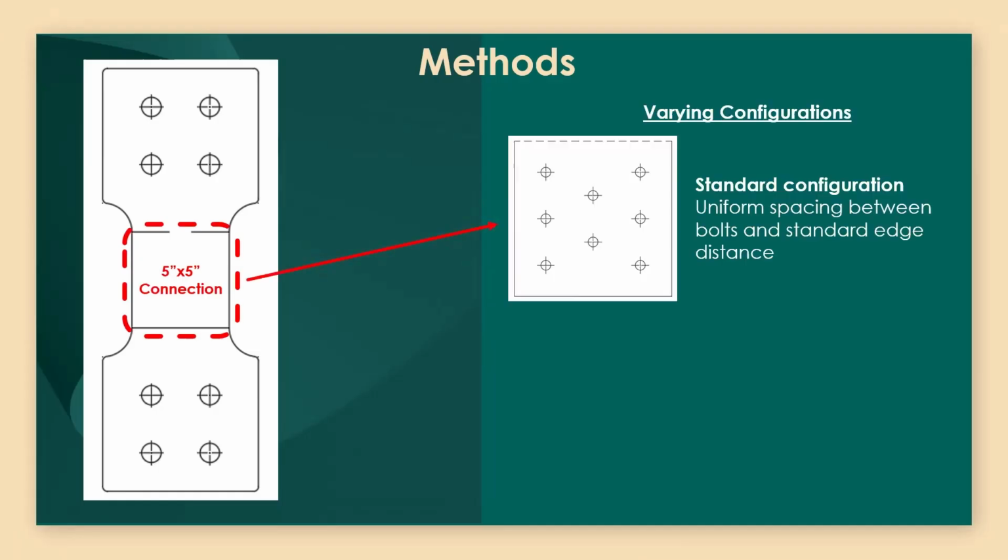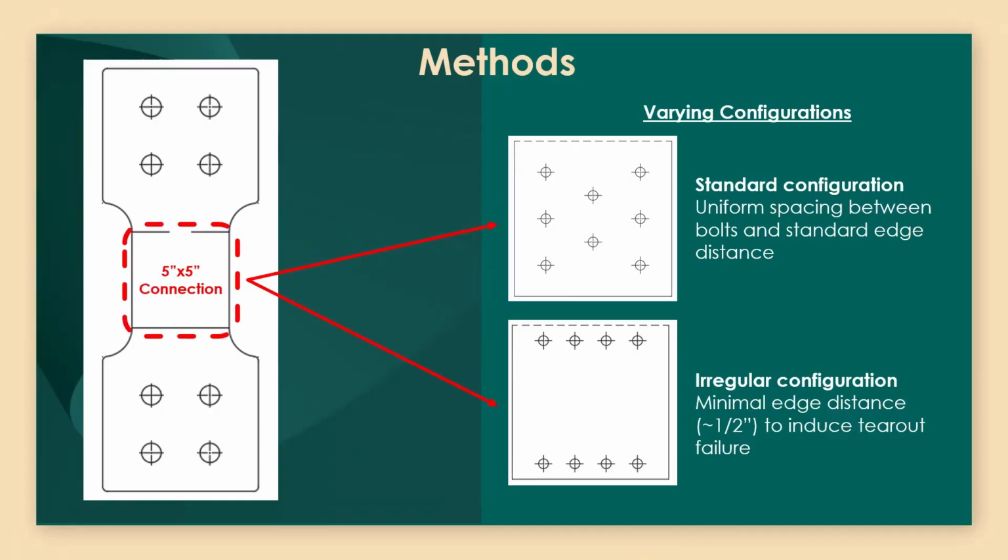So for this experiment, we gathered two sets of these paddle-shaped steel plates. We split them in half and overlapped them to create this 5-inch by 5-inch connection. We went with 5/16 inch diameter bolts with a grade of A307. And as a group, we came up with two configurations.